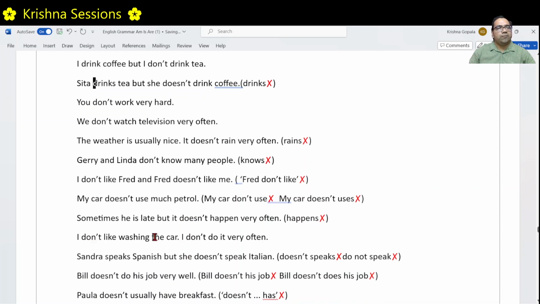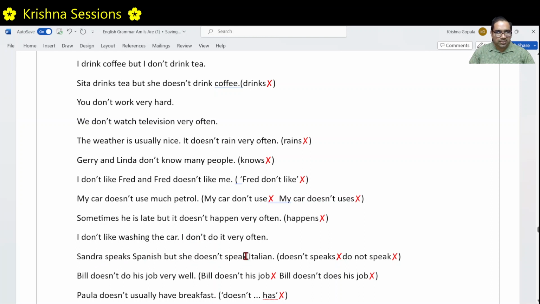I don't like washing the car. I don't do it very often. Do is the base form. I don't do. Okay. I do not do. Please notice the same "do" is coming twice. I don't do means I do not do. Right. The same "do" is coming twice. That is acceptable.